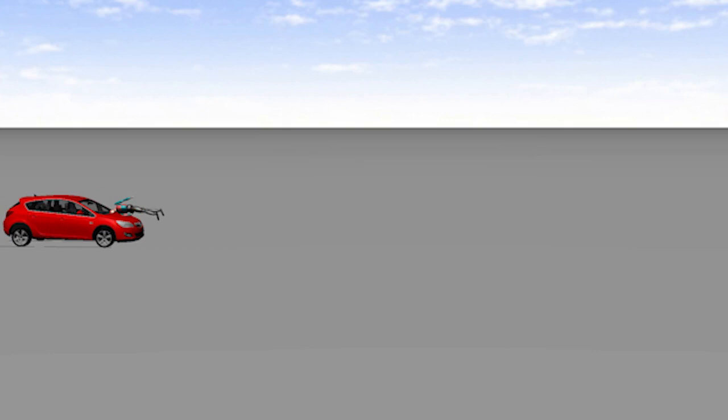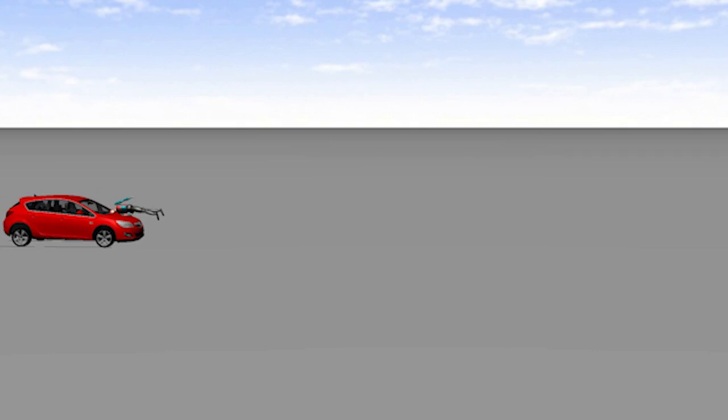Pedestrian's centre of mass is around their hip area. So when we strike their legs, we induce a rotation. They rotate towards the car. We then see their upper body or hip area, depending on speeds that they're struck at, rotating onto the bonnet.